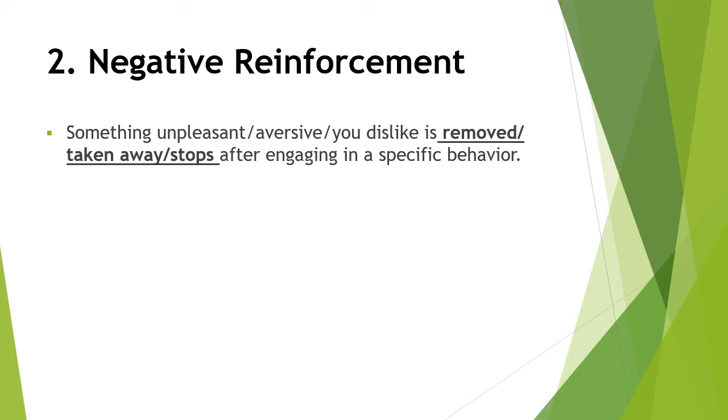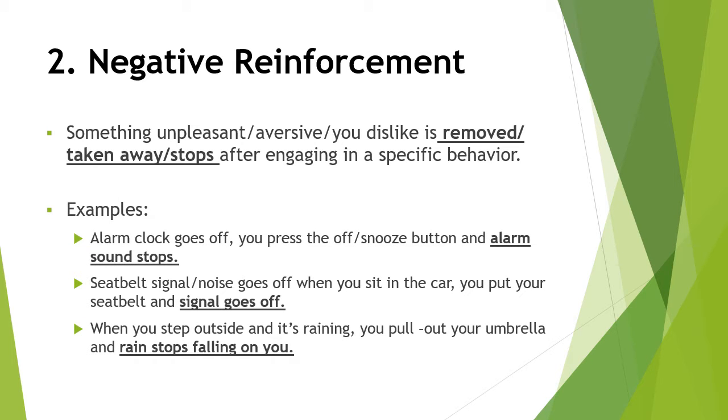Negative reinforcement: something unpleasant or aversive or that you dislike is removed, taken away, or stops after engaging in a specific behavior. Example. Alarm clock goes off. You press the off button or the snooze button and the alarm sound stops. The seatbelt signal goes off when you sit in the car. You get your seatbelt on and the signal goes off. When you are outside and it's raining, you pull out your umbrella and rain stops falling on you.